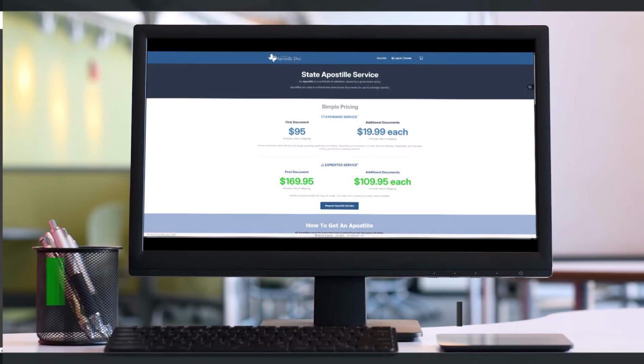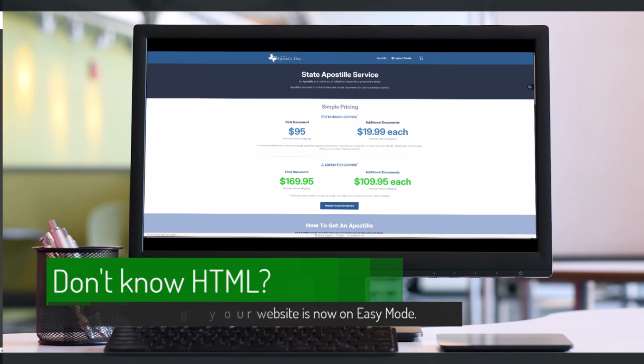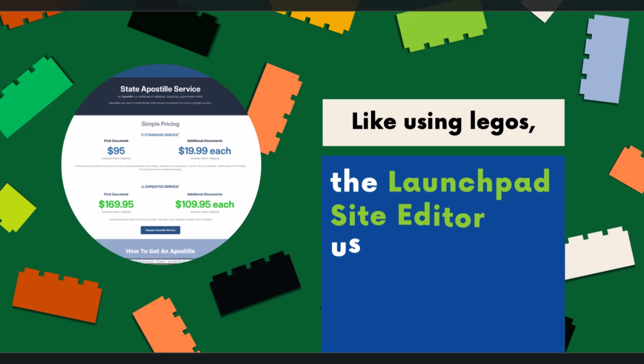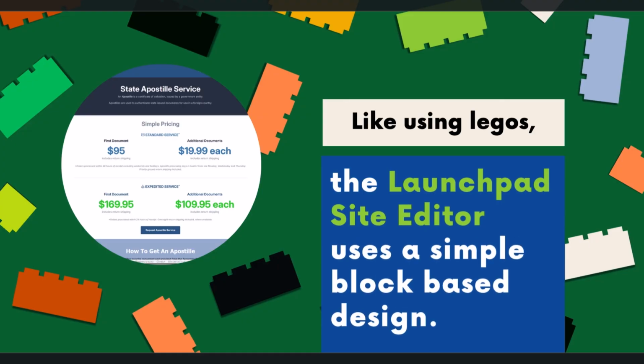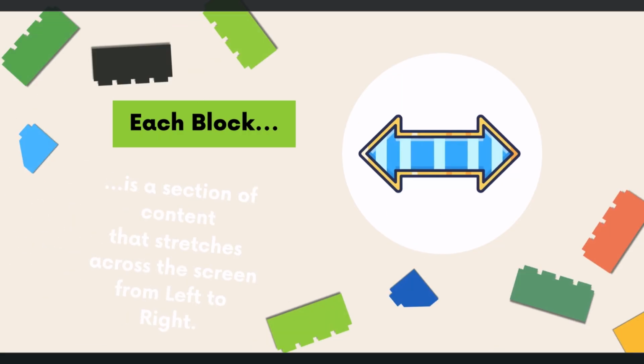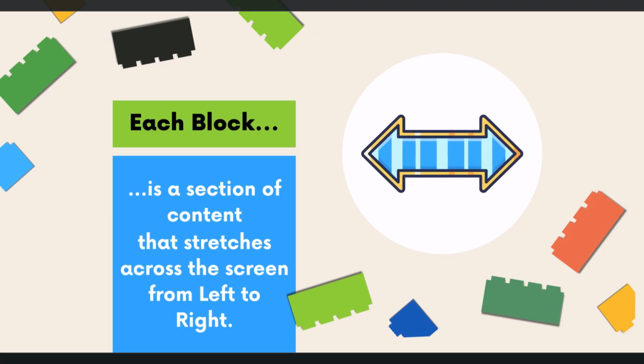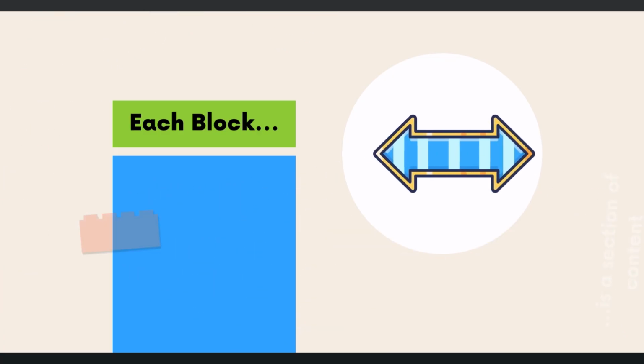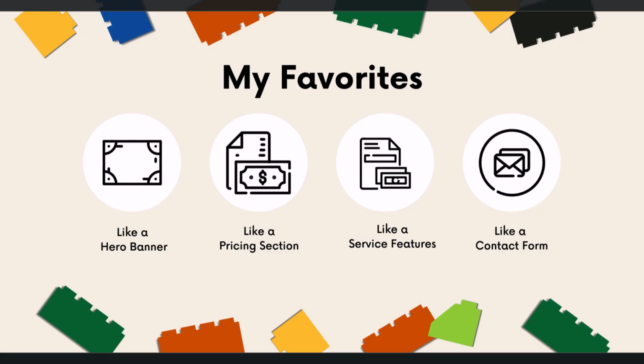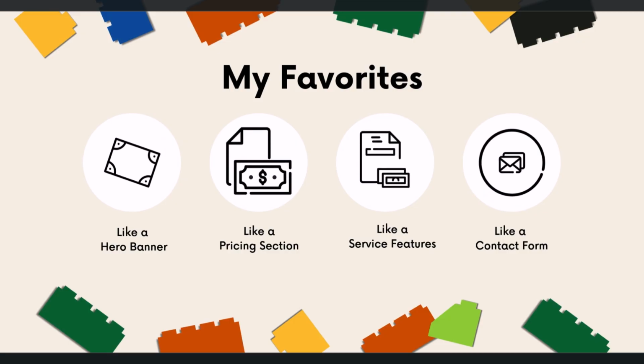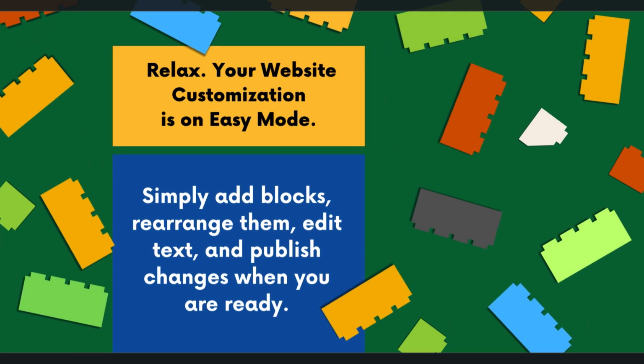The website editor lets you build and update the public pages of your retail website without knowing how to code. Like using Legos, the site editor uses a simple block-based design. Each block is a section of content that stretches across from left to right, like a hero banner, a pricing section, or a contact form. You can add blocks, rearrange them, edit any text, and publish changes when you're ready.